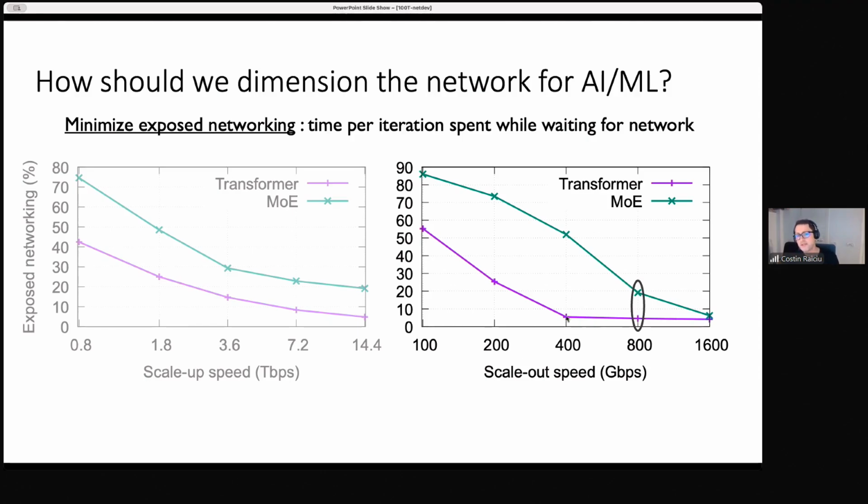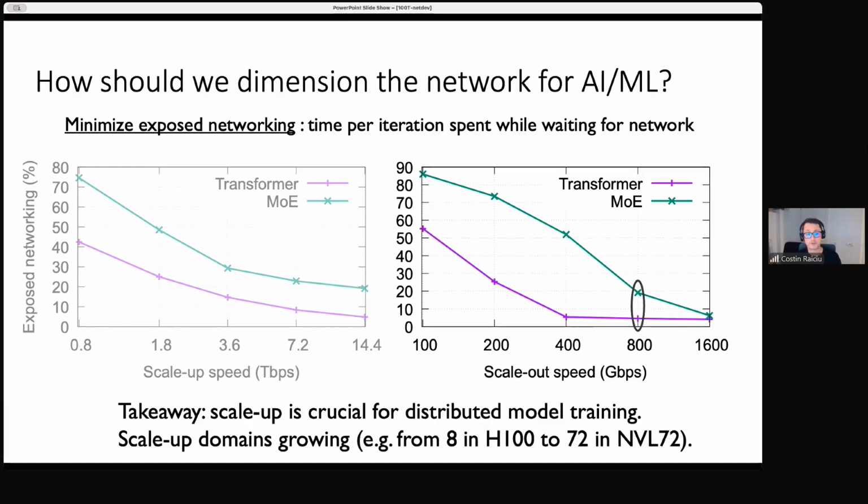But basically, if you're building a standard transformer, it looks like 400 gig of scale out should be sufficient. It's not a bottleneck. You see, you reduce the speed and the exposed communication time does not increase, so that's good. But if you're doing MOE, probably you need even more bandwidth. Okay. So obviously, this is done with a lot of caveats, but that's the idea. And again, here we're assuming the network is perfect.